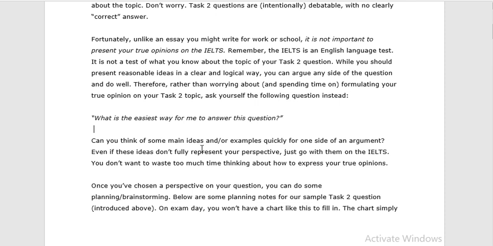Can you think of some ideas or examples quickly for one side of the argument? Even if these ideas don't fully represent your perspective, just go with the terms of the IELTS. You don't want to waste too much time thinking about how to express your true opinions. Just write something, but pay close attention to the topic. Stay closely related to the topic. Do not go away from the topic.